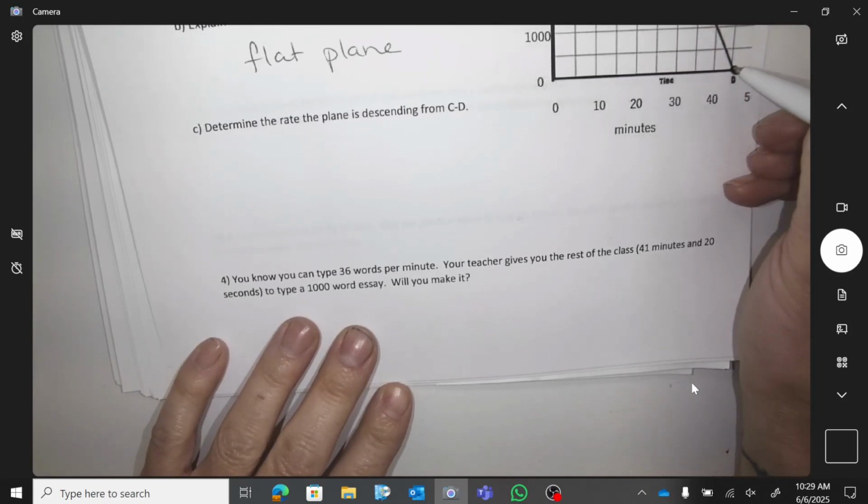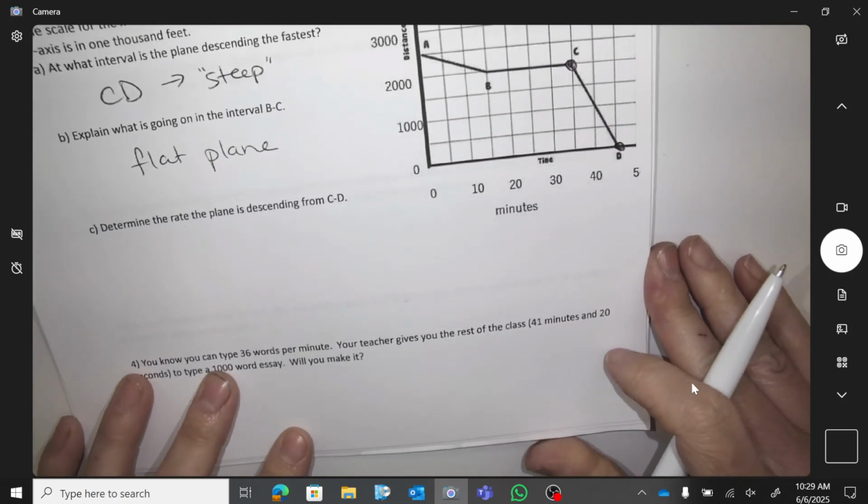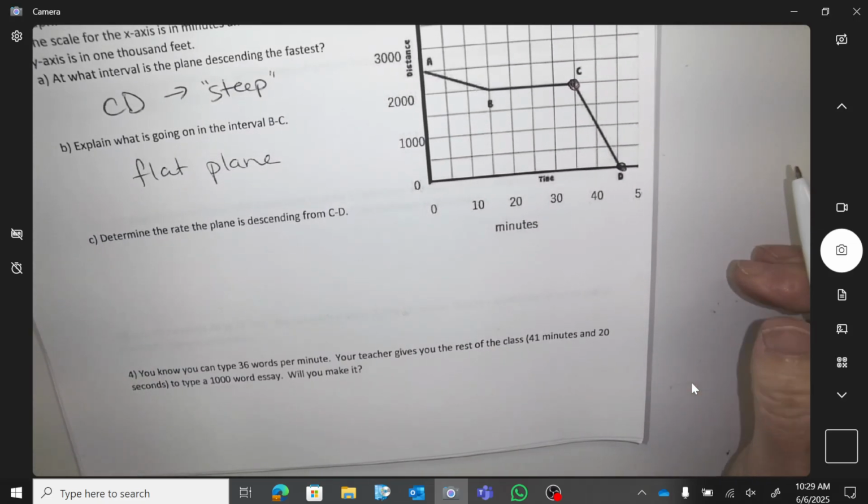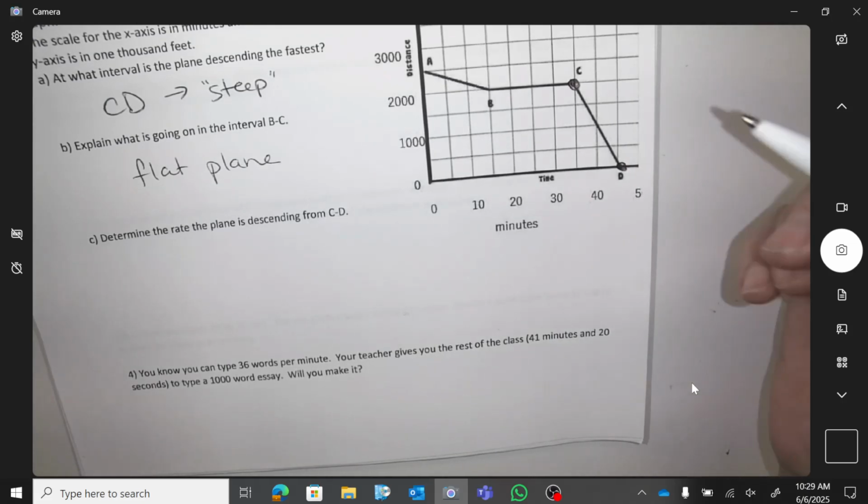Okay. From C to D, can you tell me the increment of feet that they've moved?